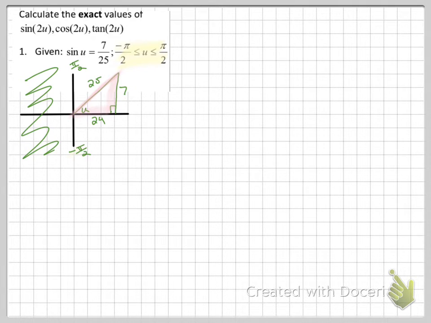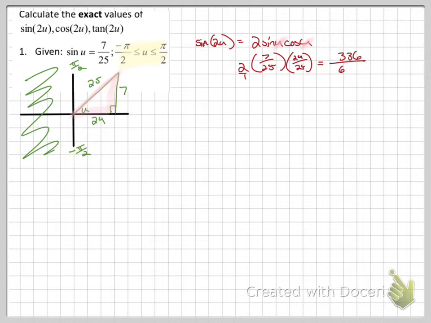Now I'm going to do one at a time. Let's just start with sine 2u since it was the first one there. Sine of 2u is equal to 2 sine u cosine u. So it's going to be 2 sine of that picture, right? The u's represent the picture. Sine of that picture is 7 over 25. Cosine of that picture is 24 over 25. You can put the 2 over 1 if that helps you. Multiply straight across. If the numbers are this big, you might need a calculator. You get 336 over 625. That would be the answer to sine 2u.